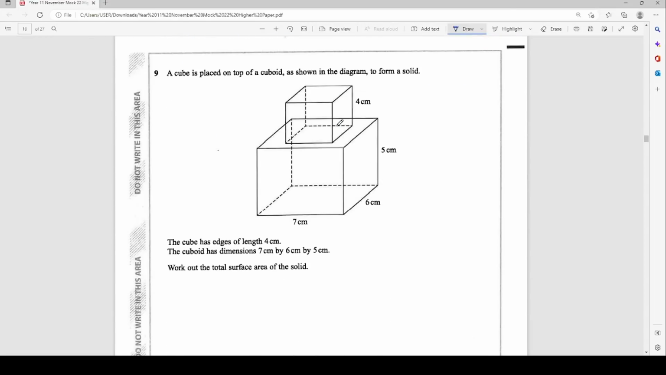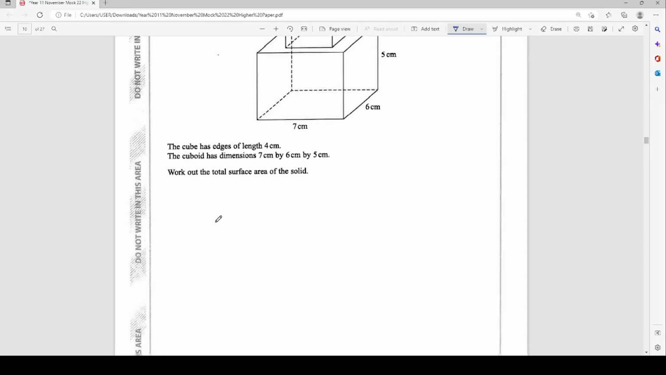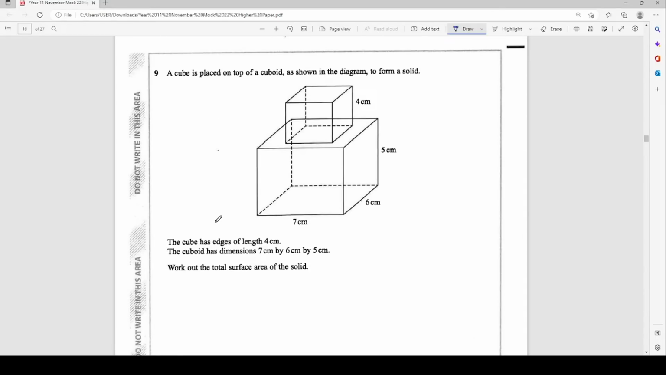Let's move to the next question. Question number 9. Okay, if you're with me till now, that's so good. I hope you have got this question correct. If you haven't, not an issue, you can learn how to do it correctly.